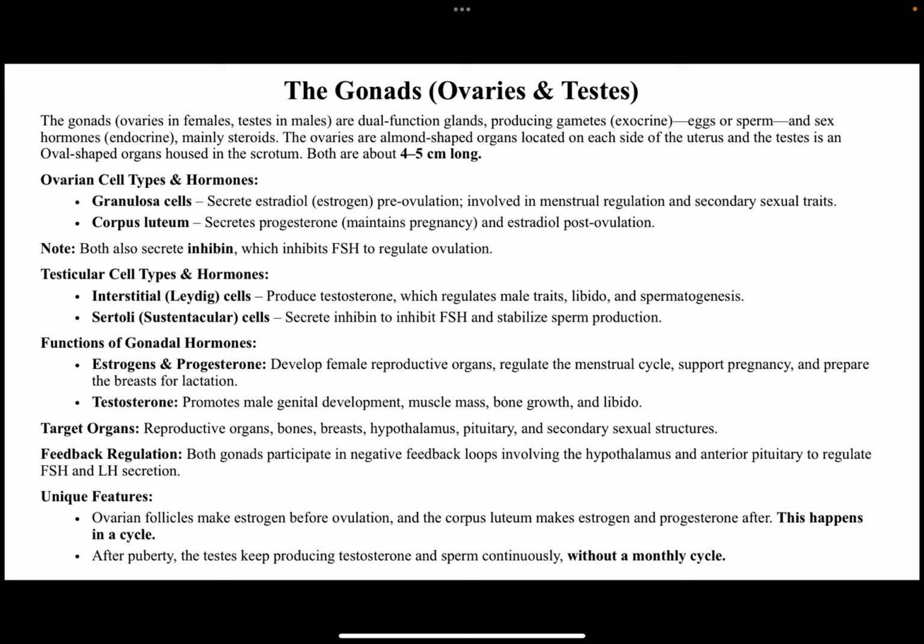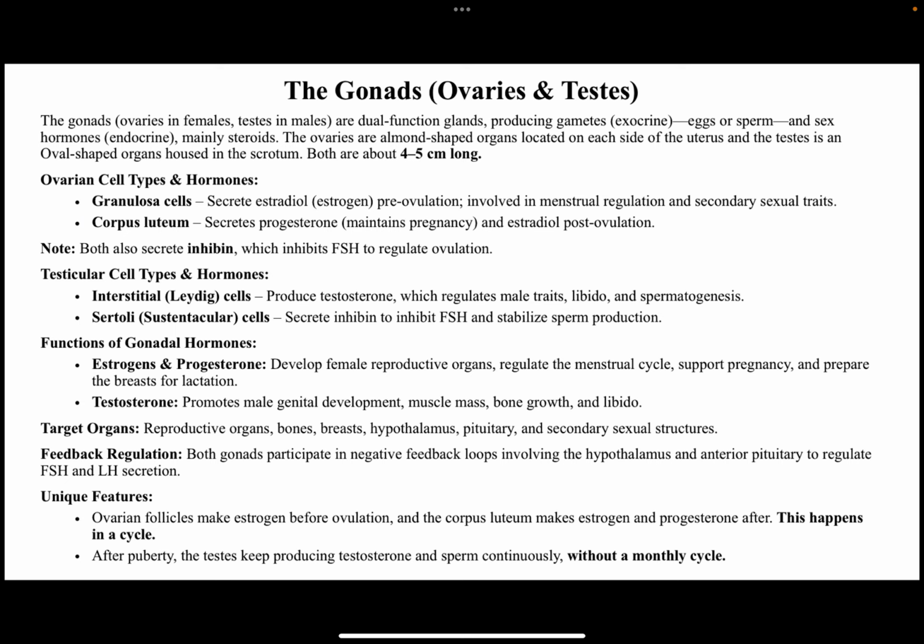Okay, so of the testicular cell types, we have the interstitial or Leydig cells. The interstitial cells produce testosterone, which regulates male traits, libido, and spermatogenesis. Then we have the Sertoli cells. The Sertoli cells secrete inhibin to inhibit follicle-stimulating hormone and stabilize sperm production.